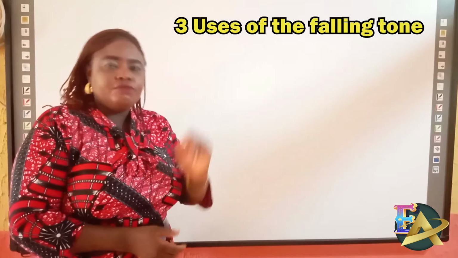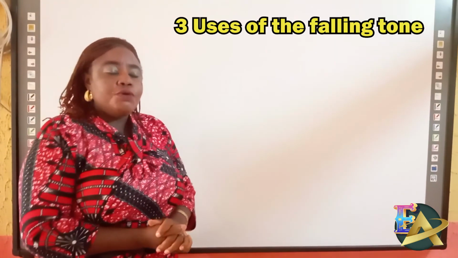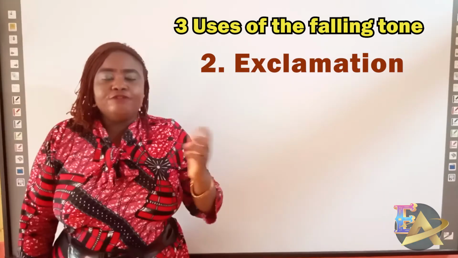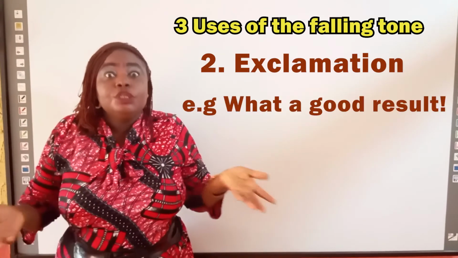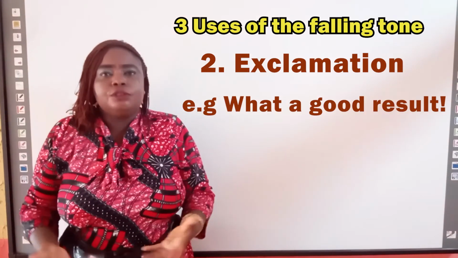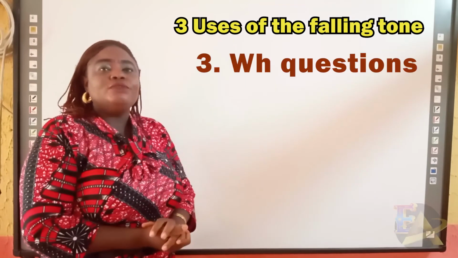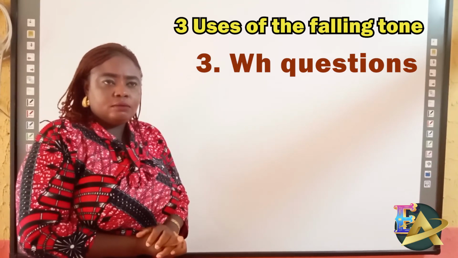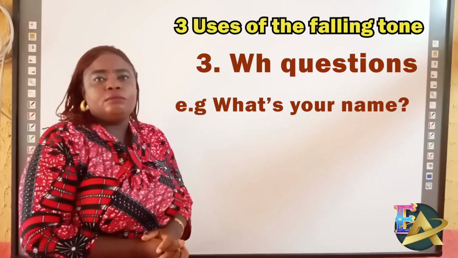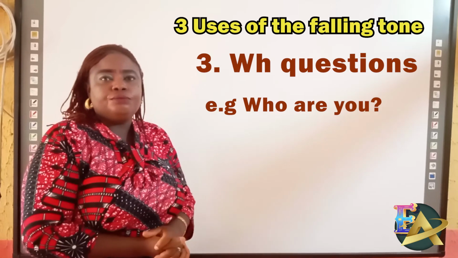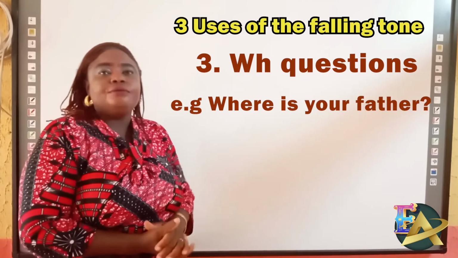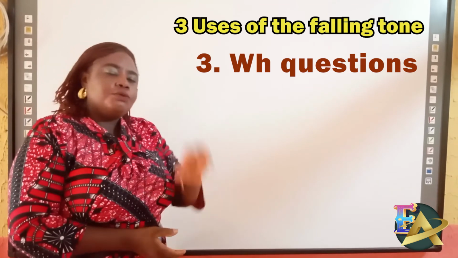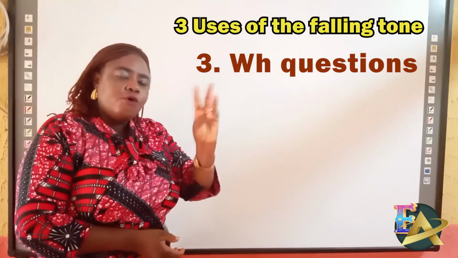Now for the second use of the falling tone, we use our falling tone for exclamation. We have sentences like, what a good result? And the third one is for WH questions. Questions like, what's your name? Who are you? Where is your father? Those are WH questions. So these are the 3 uses of the falling tone.